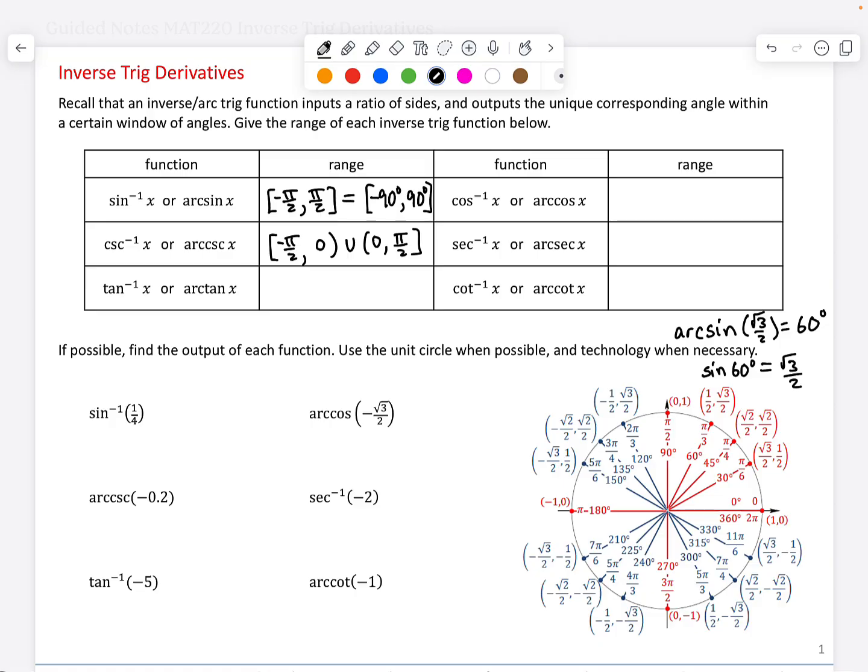Now for inverse tangent, keep in mind that the tangent of negative pi halves and pi halves is undefined. So the range of the inverse tangent will be an open interval, negative pi halves to pi halves, giving us again quadrants 4 and 1.